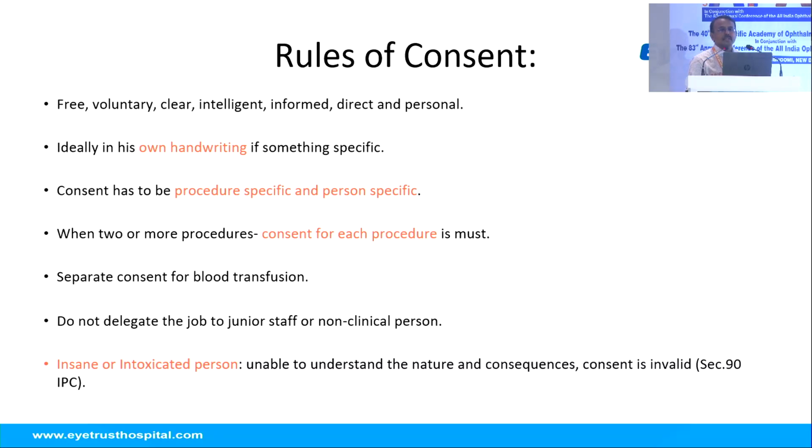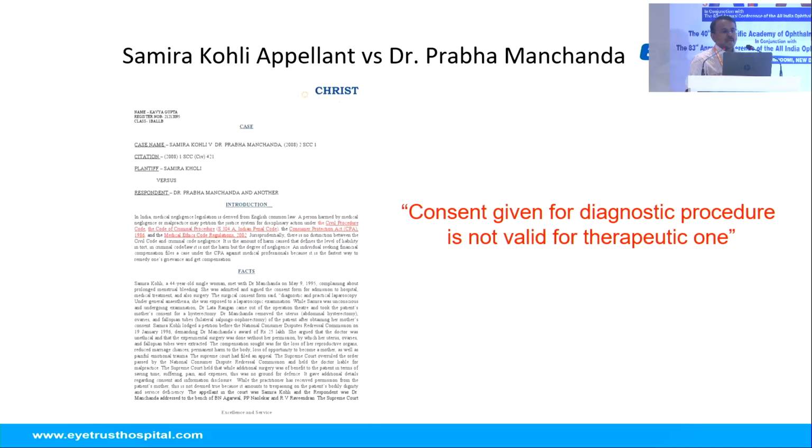With an insane or intoxicated person, or somebody without acumen, who is unable to understand the nature and consequence, consent is invalid. So you have to get a signature of the accompanying person. This is one of the famous cases where a patient was taken up for a laparoscopic inspection, and they found a problem with the uterus, and the consultant came out, got a consent from the mother of the patient and did a hysterectomy and oophorectomy. That is invalid and the doctor was held liable.